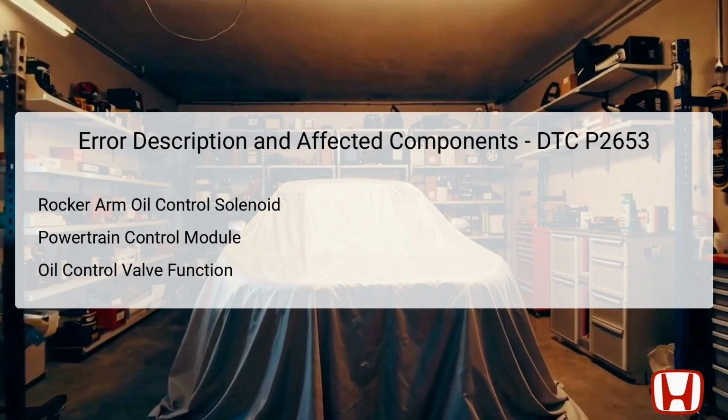The PCM, or Powertrain Control Module, continuously monitors the solenoid's return signal. If it finds that the return signal is off while it is sending an on command, it interprets this as a fault, thereby storing the DTC P2653. Thus, understanding the exact locations and functions of these components is crucial for effective troubleshooting.